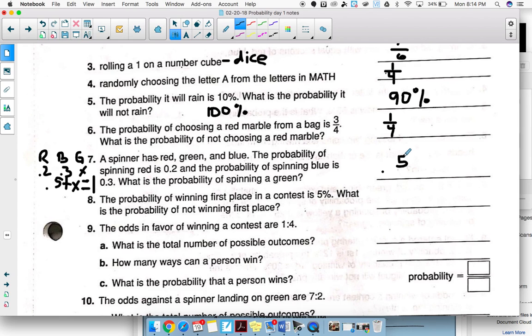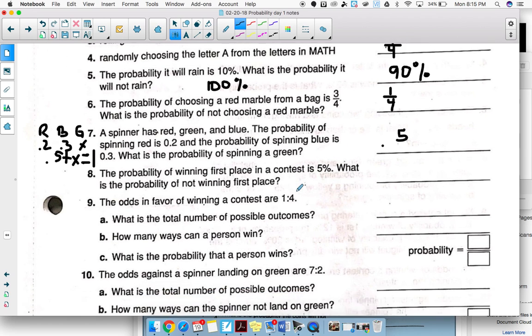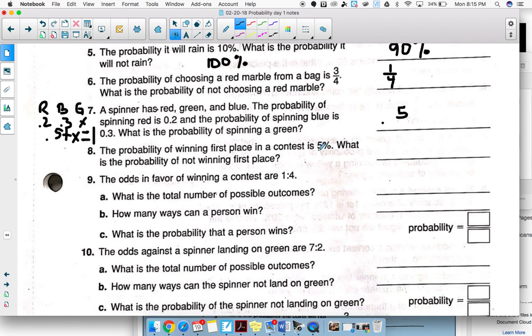Okay, probability of winning first place is 5%. Probability of not winning would be 100% minus that, which would be 95%.